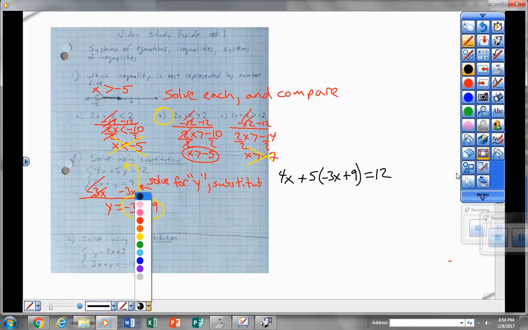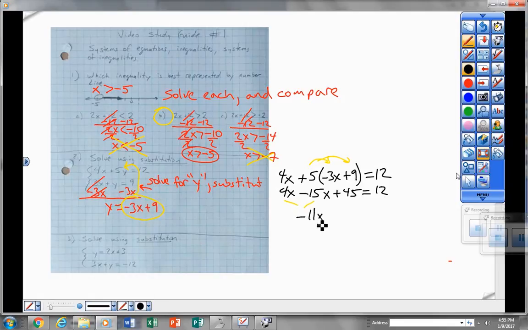First step right there, I need to distribute, so I'm going to multiply that 5 times the -3 and the 5 times the 9, and that will give me 4x minus 15x plus 45 equal 12. Next step is to combine like terms. So I'm combining 4x and -15x to get -11x plus 45 equal to 12. Now I could start my inverse operations. So I'll start by subtracting 45 on both sides.